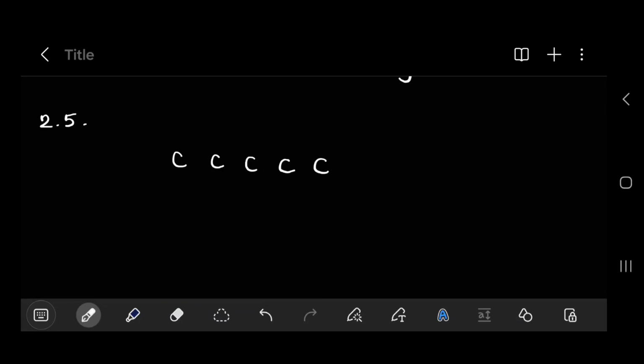Remember, for an aldehyde, your functional group is always on the first carbon. You can either put it on the first carbon from the left or the first carbon from the right. Either way, it's the first carbon. I'm just going to put it on the first carbon from the right. So there's our double bond oxygen, single bond H.